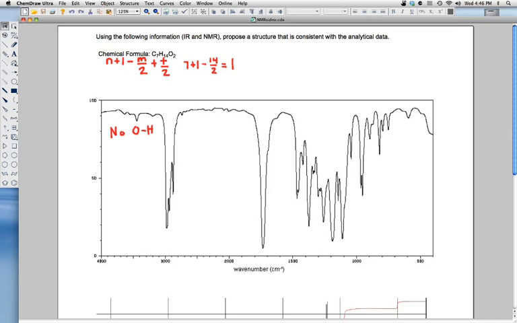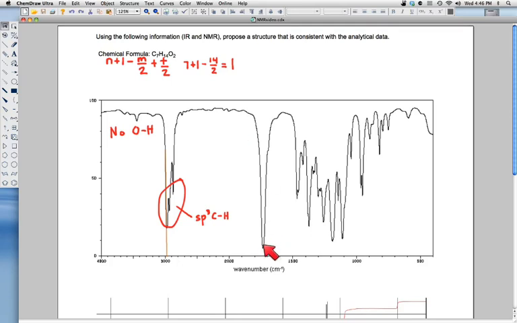Next, we're going to look at zone 2, and we see some peaks in zone 2. What I like to do in zone 2 is draw our 3000 line. So I'm drawing this orange line here, and you see it's a little bit to the right of 3000. There are no peaks immediately to the left of it, but we do have peaks to the right of that. And these peaks are going to represent sp3 carbon to hydrogen bonds. Moving forward, we get to zone 3. There's no peaks here, so no triple bonds.